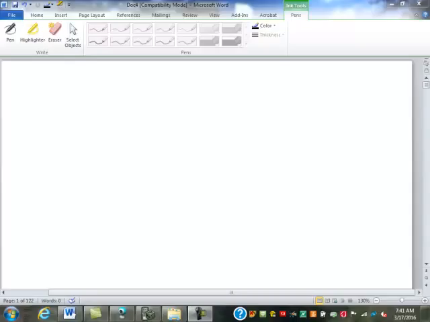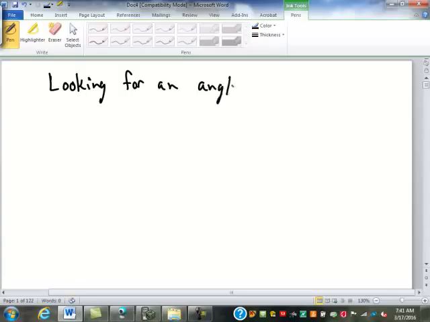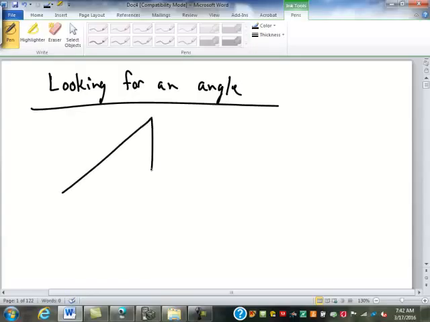Remember, there are two things. We can be looking for a missing angle, or we can be looking for a missing side. If we're looking for an angle, now we're always given the right angle when we're dealing with right triangles, of course. So we'll be given the right angle. But if we're looking for a missing angle, we'll be given two sides.